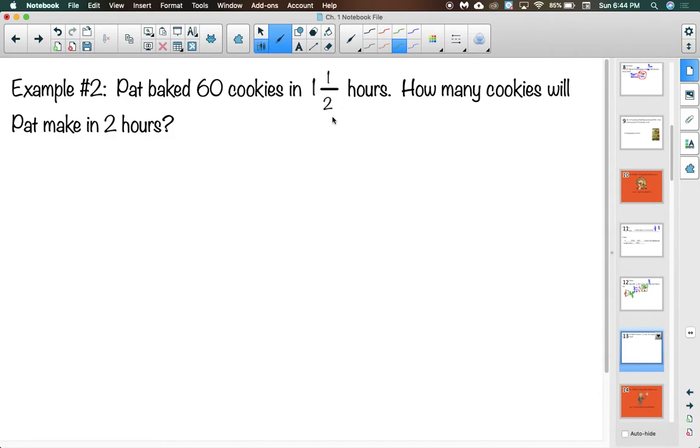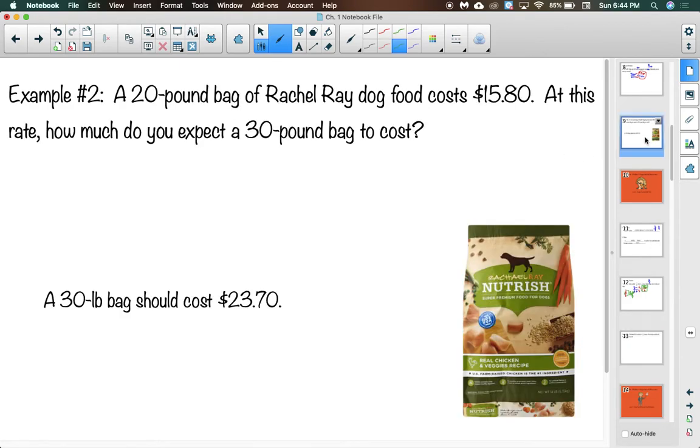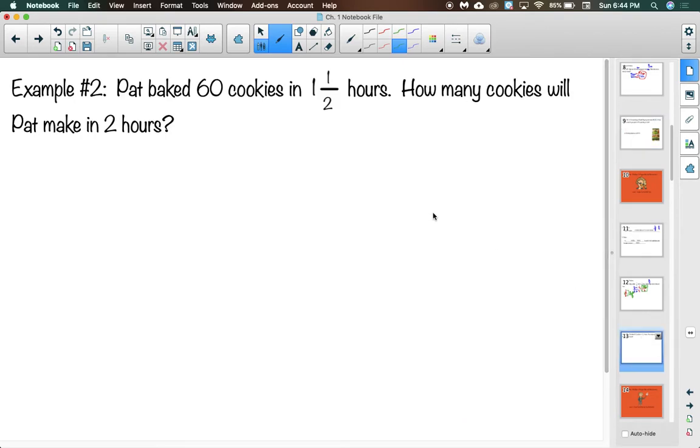Well, this is a unit rate problem, but it's one of those problems like the Rachael Ray dog food problem, where, remember this one from Lesson 1, where we had to find the unit rate and then use our unit rate to help us solve another question. So the first thing I want to do is figure out how many cookies Pat can bake in 1 hour, and then I can use that number to help me solve for 2 hours.